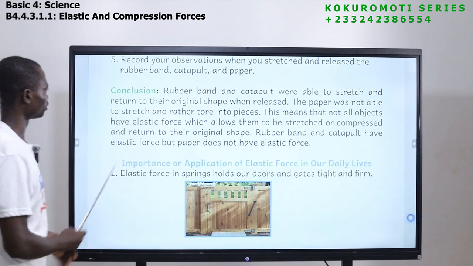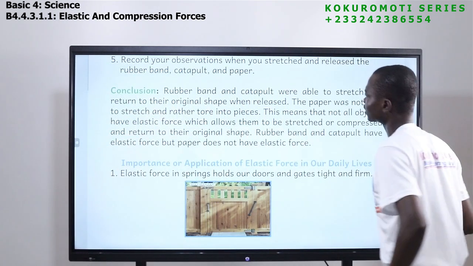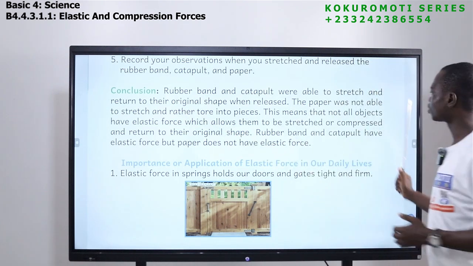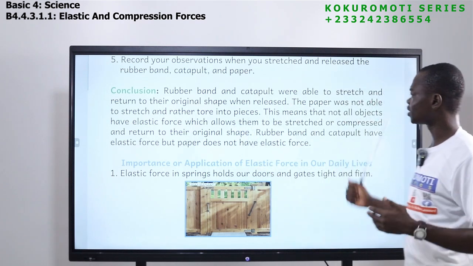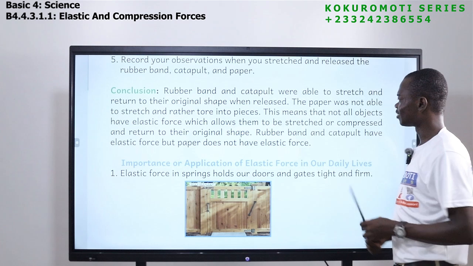So let's look at the conclusion. In conclusion, the rubber band and catapult were able to stretch and return to the original shape when released. The paper was not able to stretch and rather tore into pieces. I didn't put too much pressure on it, so mine did not tear.